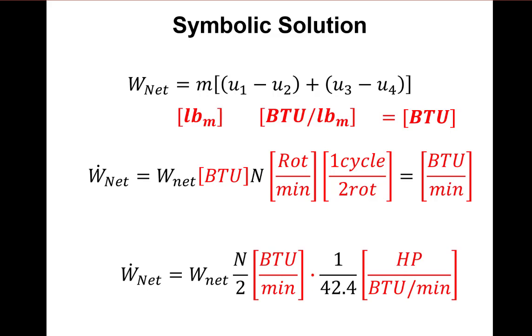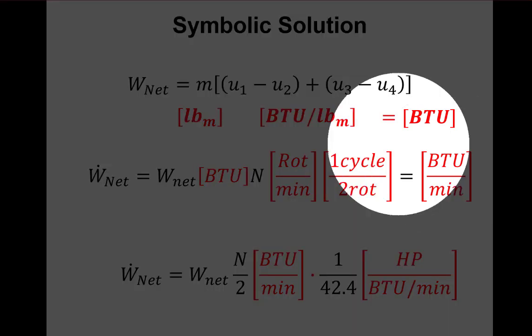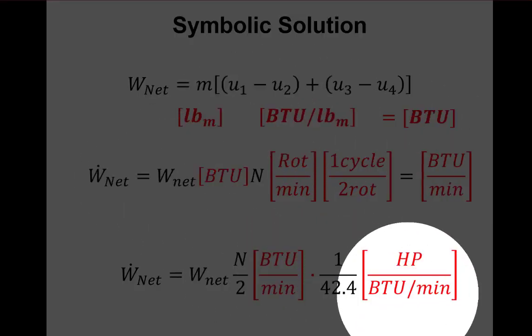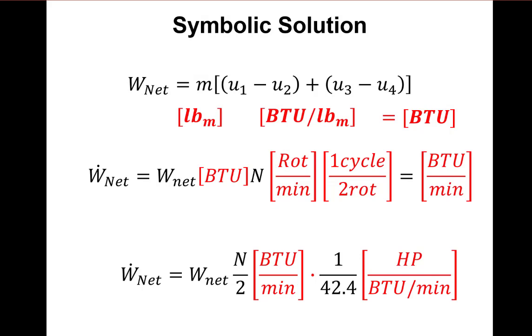But I probably want this in horsepower. So then I would take my answer that I got up here and drop it down in here, and I'd multiply by 1 divided by 42.4, because it's imperial. It's always nice round conversions here, right? So every horsepower is 42.4 BTUs per minute. So this is my symbolic solution. Doesn't matter if I'm using constant specific heat or variable specific heat. This is my symbolic solution.